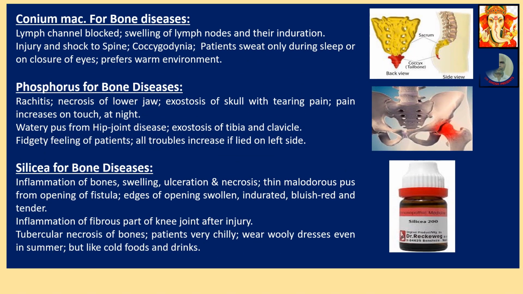Conium maculatum for bone disease: lymph channel blocked, swelling of lymph nodes and their induration, injury and shock to the spine, coccydynia. Coccydynia means pain in the coccyx region. Coccyx is the terminal end of the spine, called the tailbone. The tailbone is also known as coccyx, and pain of the coccyx is called coccydynia.